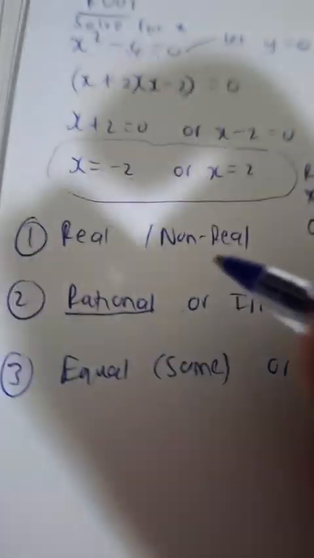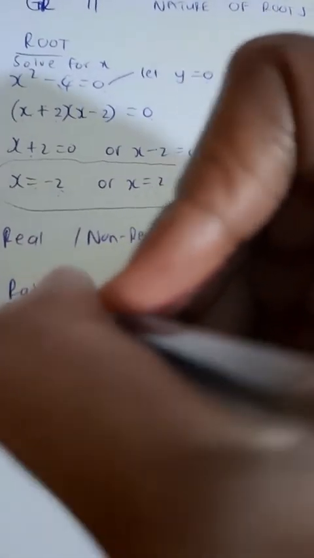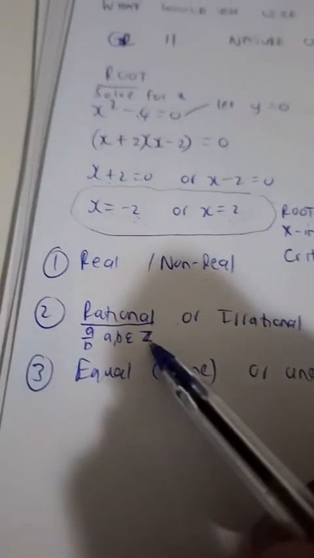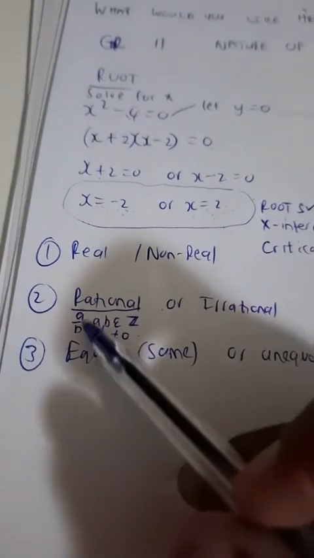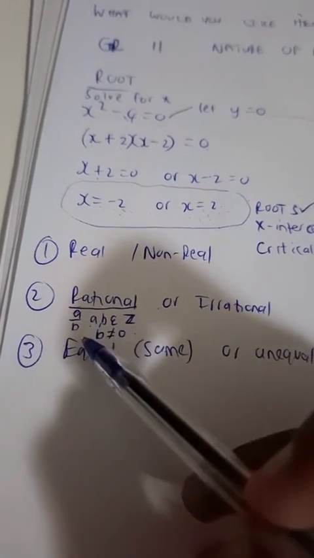Do you still remember what rational numbers are? We say rational numbers are numbers that can be written in the form A over B, where A and B are actually what? Integers. Okay, integers are positive and negative whole numbers, and the denominator, meaning B, can never be 0, because if there's a 0 denominator for a fraction, we know that the fraction is undefined.